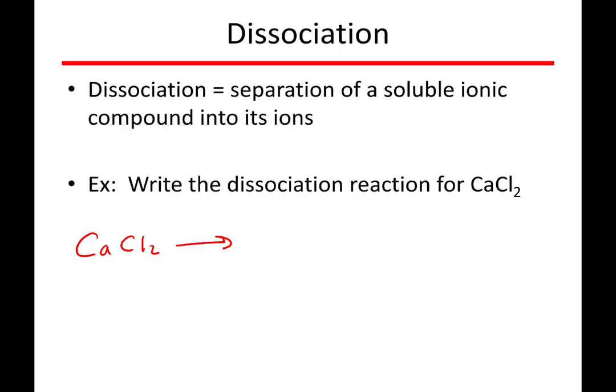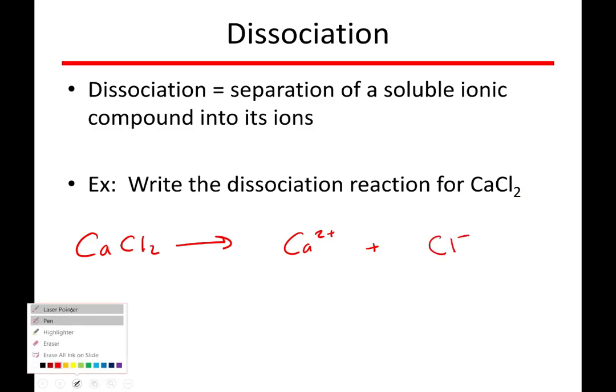So what are the ions in calcium chloride? We have the Ca2+ ion, and we also have the chloride ion, which is Cl-. Then we have to balance this equation for mass. Because we have two chlorides on the left side of the equation, we have to have two chlorides on the right-hand side of the equation. So I'm going to put a 2 out in front to balance the equation. This is the dissociation reaction.